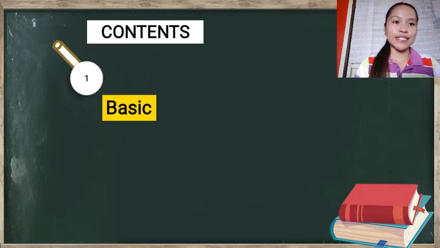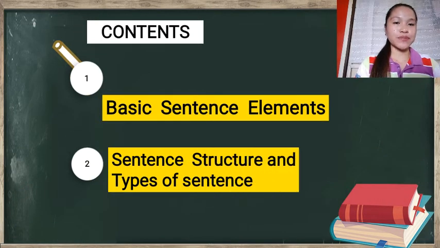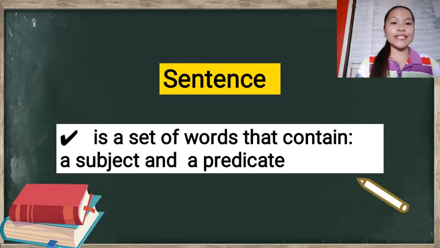Before I discuss the sentence structure and the types of sentences, I will first introduce the basic sentence elements, for you to know what the parts of a sentence are and what a sentence consists of. A sentence is a set of words that contains a subject and a predicate. So, it has a subject and a predicate.